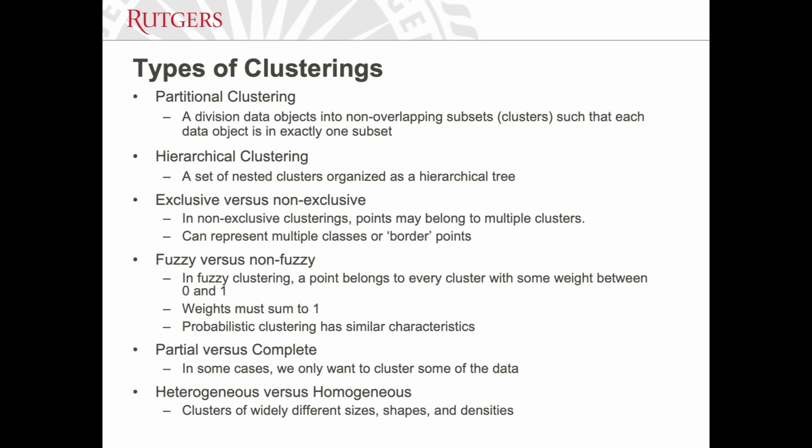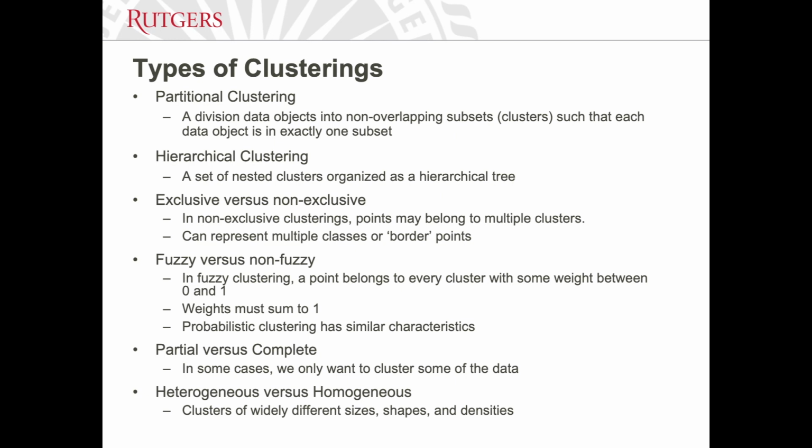Clustering is a set of clusters. It is a data mining technique. There are various types of clustering approaches. The most commonly discussed distinction among different types of clustering is whether the set of clusters is nested or unnested. This is what we call partitional or hierarchical clustering. Clustering could be partitional, which means a division of data objects into non-overlapping subsets. Clustering can also be hierarchical, which is a set of nested clusters organized as a hierarchical tree.